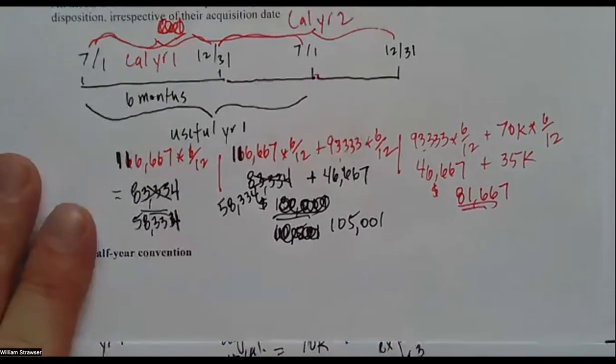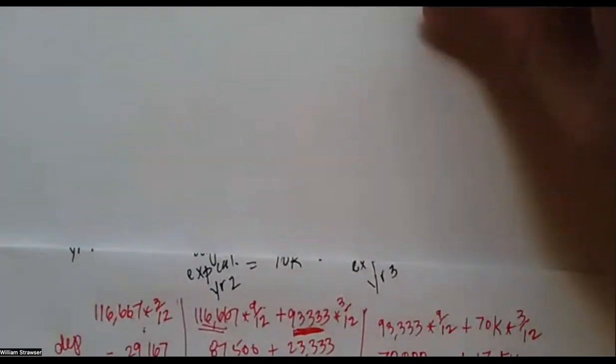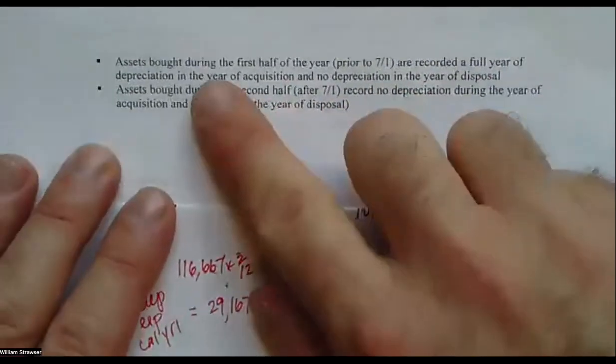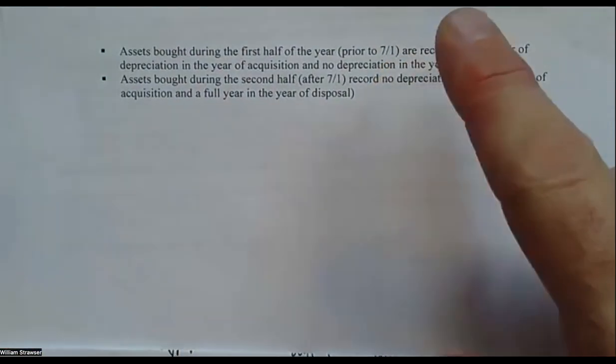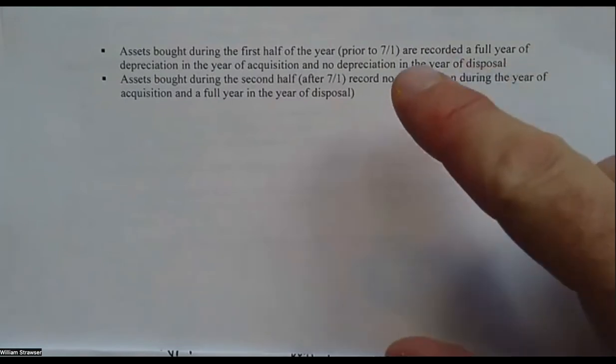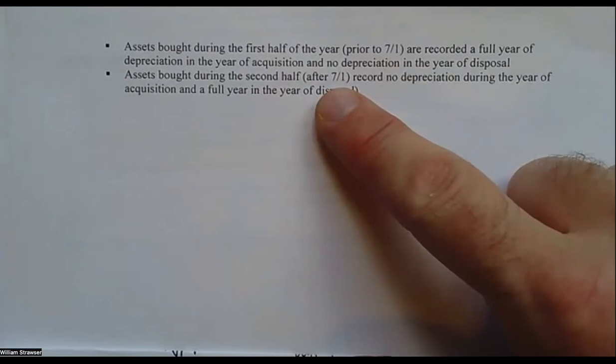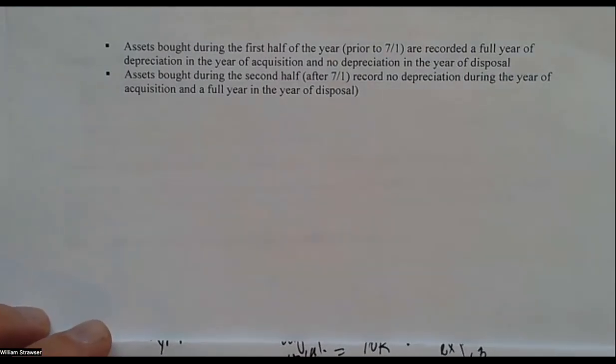All right, so with that, that's a half year. Modified half year actually even makes it simpler. Any asset that was purchased during the first half of the year, we act like we recorded it on January 1st. Any asset that was bought during the second half of the year, we act like we bought that at 12/31. So it becomes even simpler than the half year assumption.